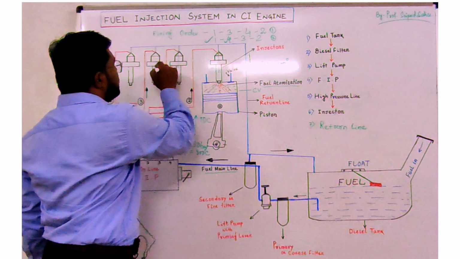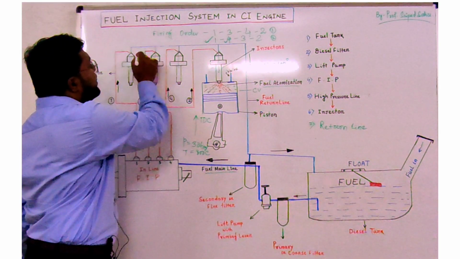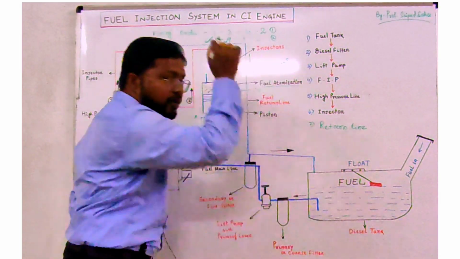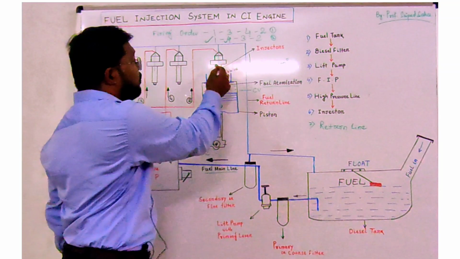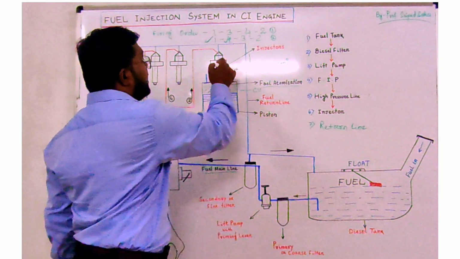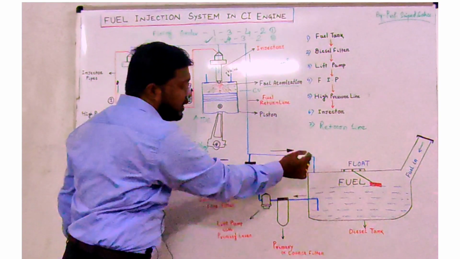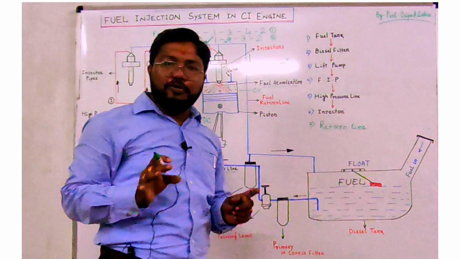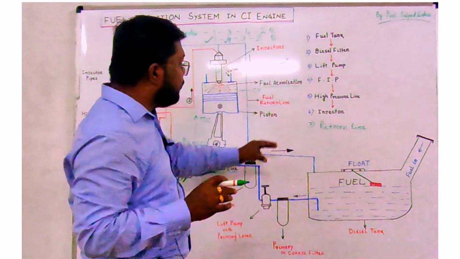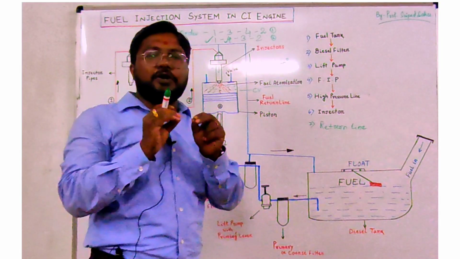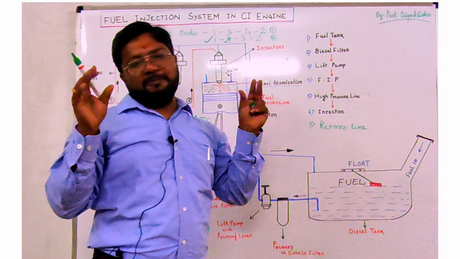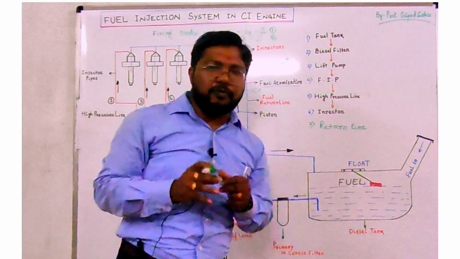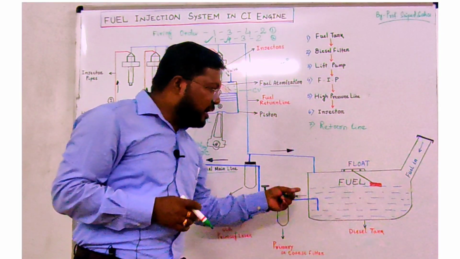From every injector you see the return line, the fuel is passing and merging into one line, and that is connected again to the fuel tank. So whatever extra fuel remains in the injector is mixed into one line and connected again to this diesel tank. So we are not losing even one drop of fuel, and the complete fuel is utilized for complete combustion in this CI engine.